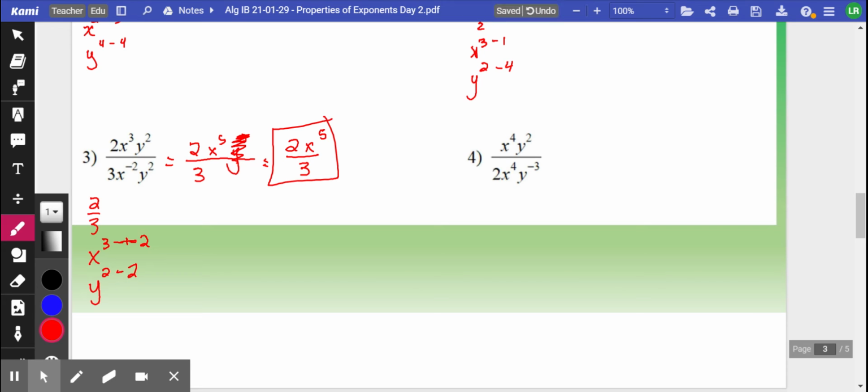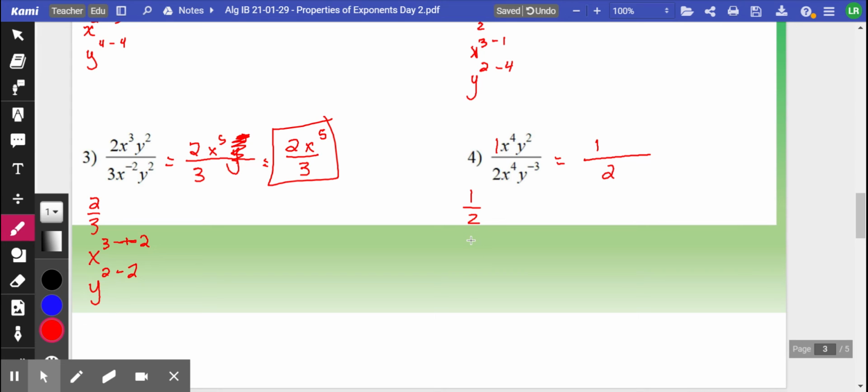Last but not least, number 4. Now, this one, the fraction in the front is sometimes hard to see, okay, because they don't put the number here, but that is 1 over 2. And I cannot simplify 1 over 2. Okay, so that's it there.